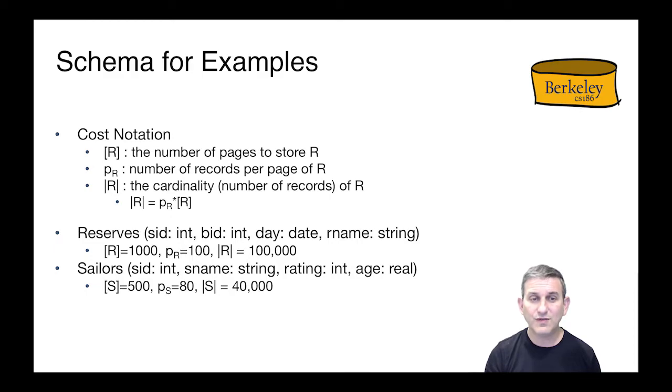Okay, so in our reserves table, we're going to have 1,000 pages of R. We're going to have 100 tuples per page, and therefore we're going to have 100,000 tuples total in R. In our sailors table, we're going to have 500 pages of S. We're going to have 80 tuples per page for a total of 40,000 sailors tuples. And we'll refer back to this as we go through our example join algorithms.